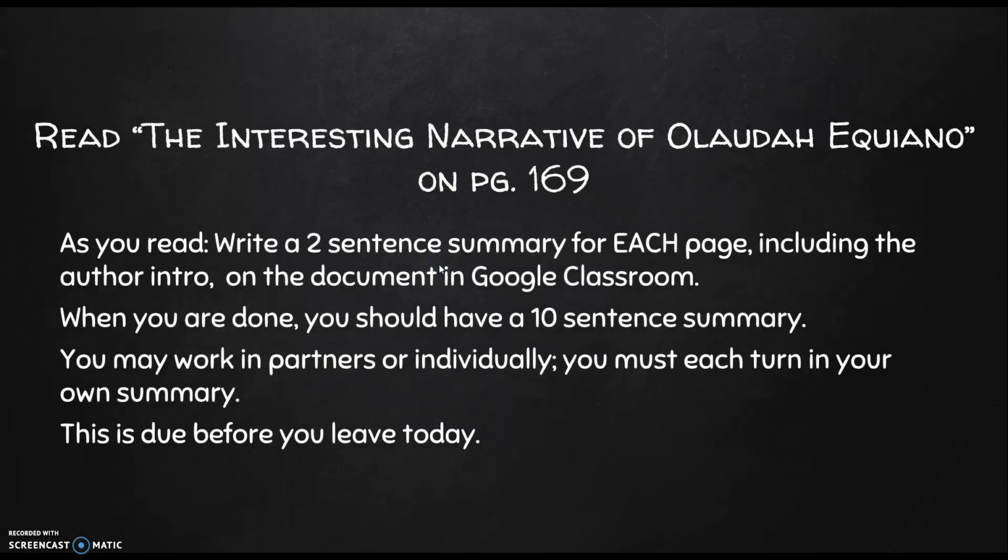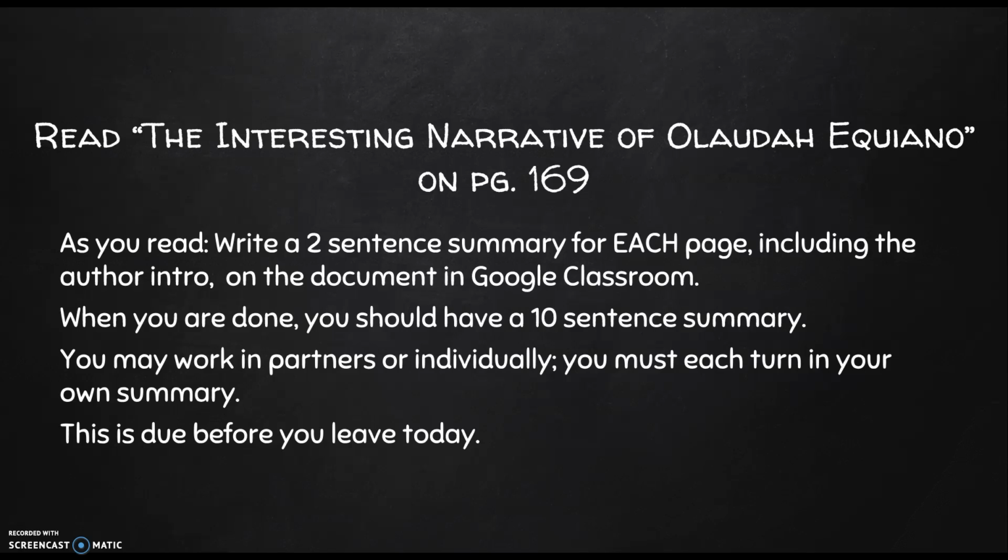So all right, after your warm-up, this is going to be your assignment for today. So on page 169 of your orange literature book, you will see that there is an author description for Olaudah Equiano. He was a former slave, and he managed to become educated after he was freed. And he actually wrote down his first-person account of what it was like in the Middle Passage, what it was like to be taken from Africa and brought to the United States.